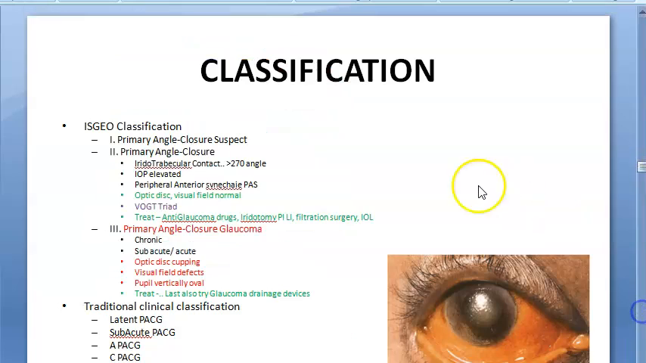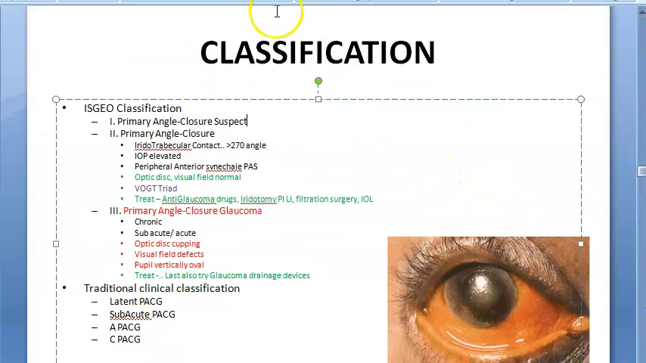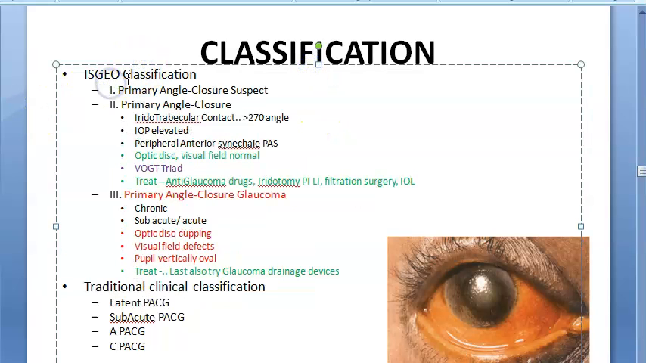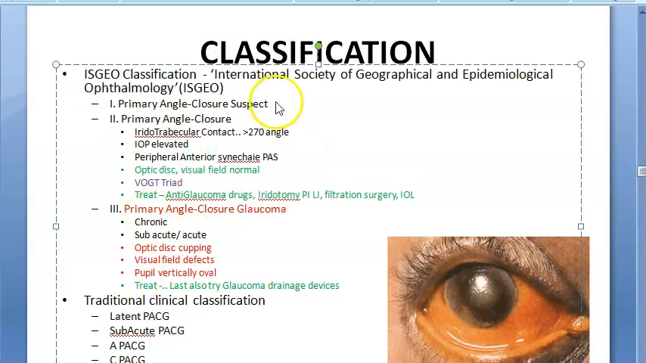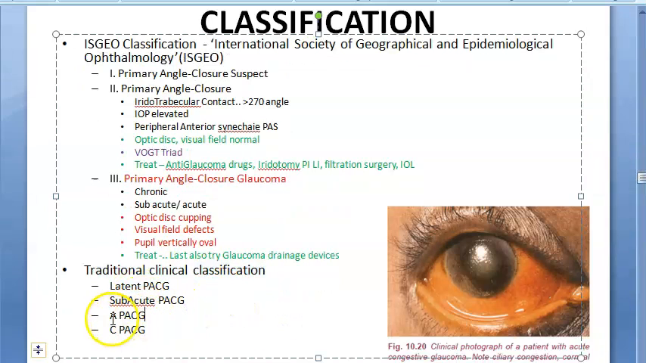Okay. Then you saw some classifications of angle closure. So basically, what did we see? The ISGEO classification, that is the International Society of Geographical and Epidemiological Ophthalmology. These people have made this classification, which you have already seen. Suspect, then he'll go into angle closure, and then into angle closure glaucoma. Each of these you have to study. Then the traditional classification: latent, subacute, acute, and chronic. Chronic is more common, remember, than acute.